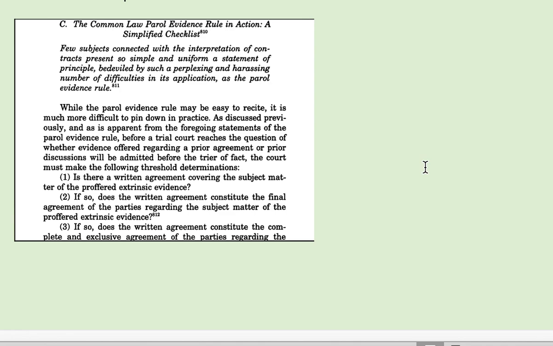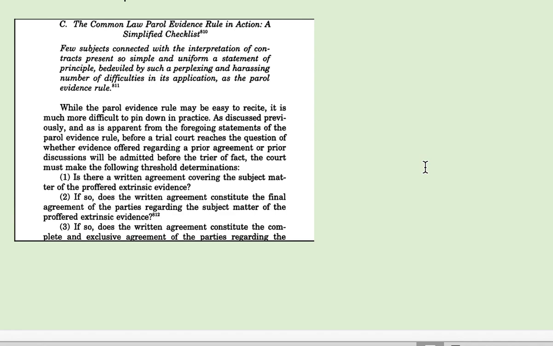Anyway, so while the Parol Evidence Rule may be easy to recite, it's much more difficult to pin down in practice, as discussed previously, as is apparent from the foregoing statements of the Parol Evidence Rule. Before a trial court reaches the question of whether the evidence offered regarding a prior agreement or prior discussions will be admitted before the trier of fact, the court must make the following threshold determinations.